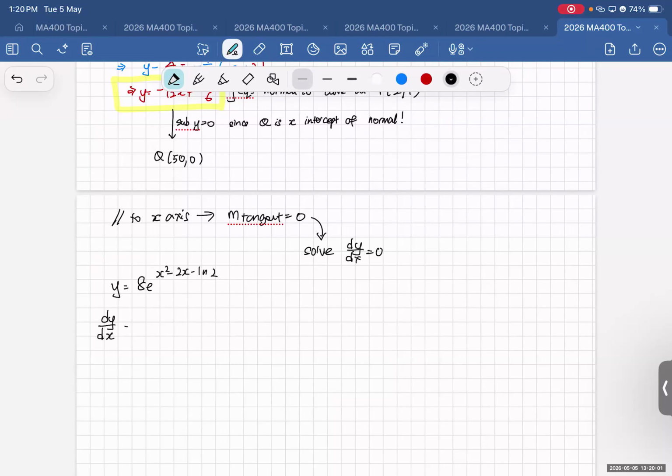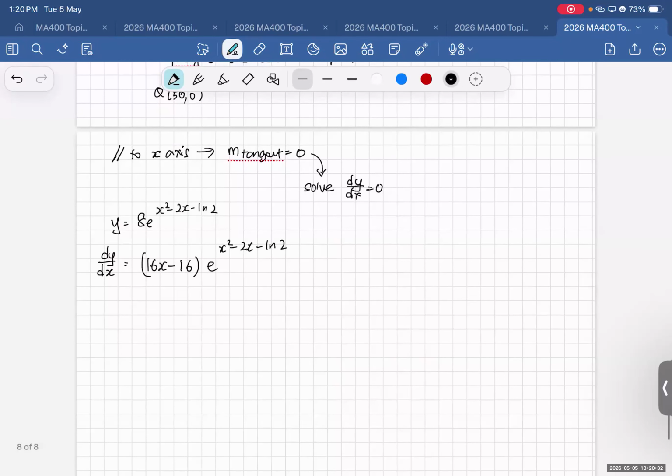Minus 16 e to the power of x squared minus 2x minus log 2. If you see a question and you don't know what to do, or all else fails, just differentiate, you get some marks. If you see an integration question and you don't know what to do, just integrate, you will get some marks. Yeah, correct. So let me get to that.